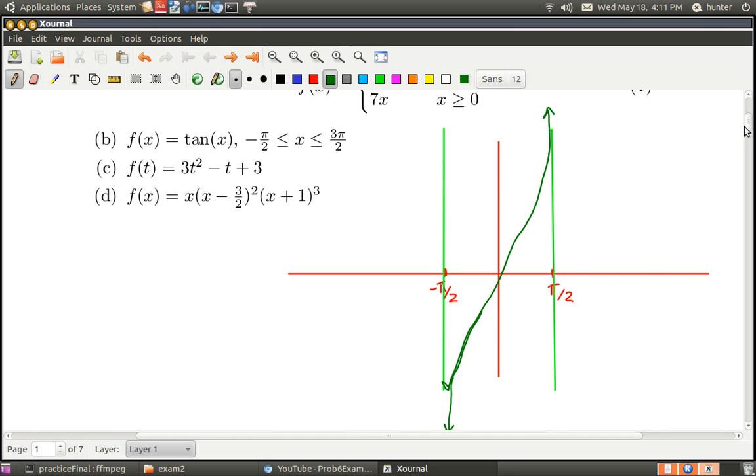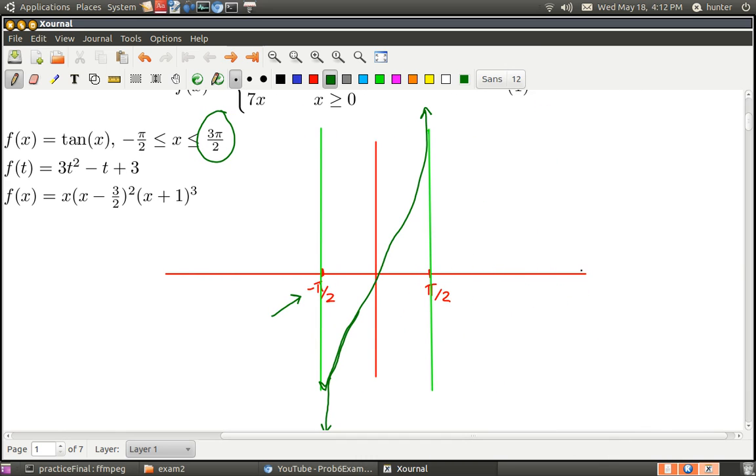Alright, so not bad. The only thing is, this says that I'm supposed to graph it on the domain from negative pi over 2, which I have here, all the way over to 3 pi over 2. So where is 3 pi over 2? Well, if I start at pi over 2, I go a whole another pi over to 3 pi over 2. And so it's just asking me to draw 2 periods.